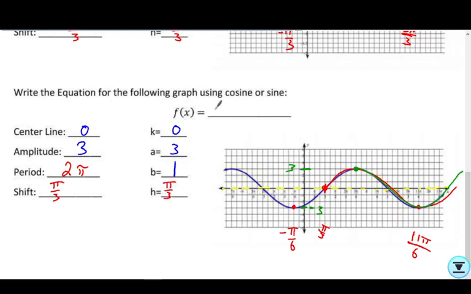So your equation would be 3 sine of x minus pi/3. If you had chosen to use cosine, and I'll do that one in green, that means that your shift was this, which is pi/6. So this would be 5pi/6. H would be 5pi/6, which just means your cosine would just be 3 cosine of x minus 5pi/6. Okay? But basically, it'd just be the same. The only difference would be basically the shift.